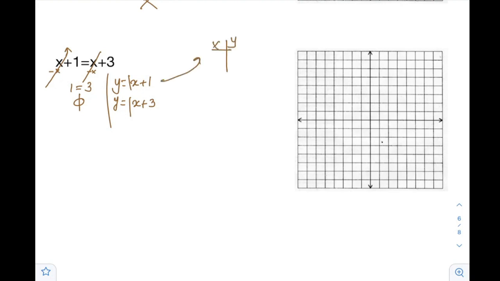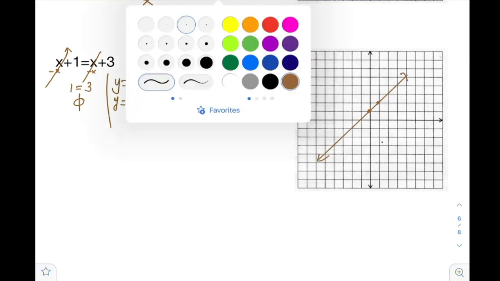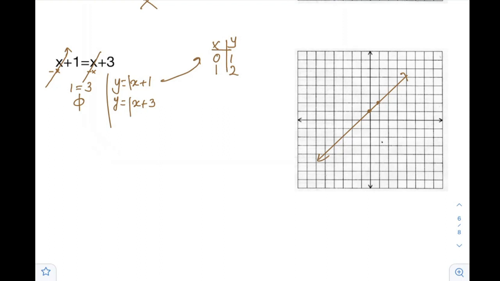Generating table for the first line. Assume x is 0, assume 1. If it is 0, 0 plus 1 is 1, 1 plus 1 is 2. So we have (0, 1) and (1, 2). This is the first line. And if you want the second line, this is (0, 3): 0 plus 3 is 3, 1 plus 3 is 4, so (0, 3) is this and (1, 4) is this. So this is the second line.